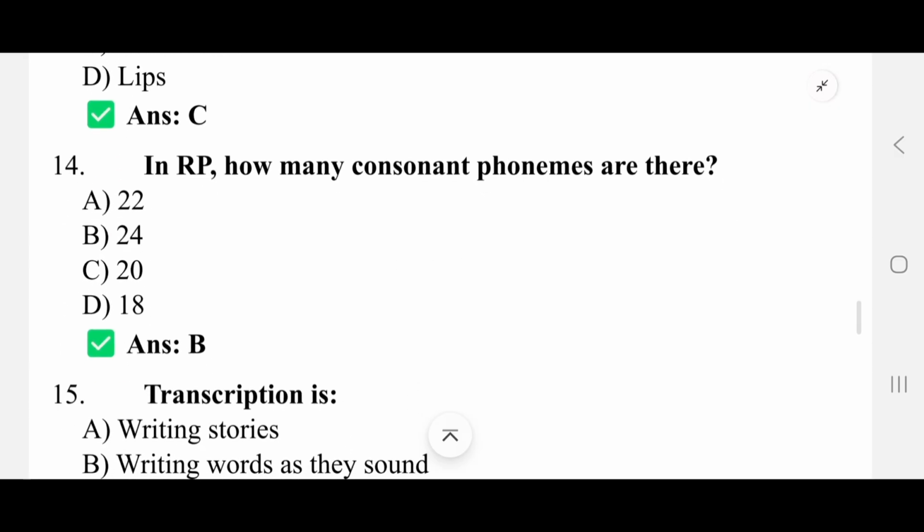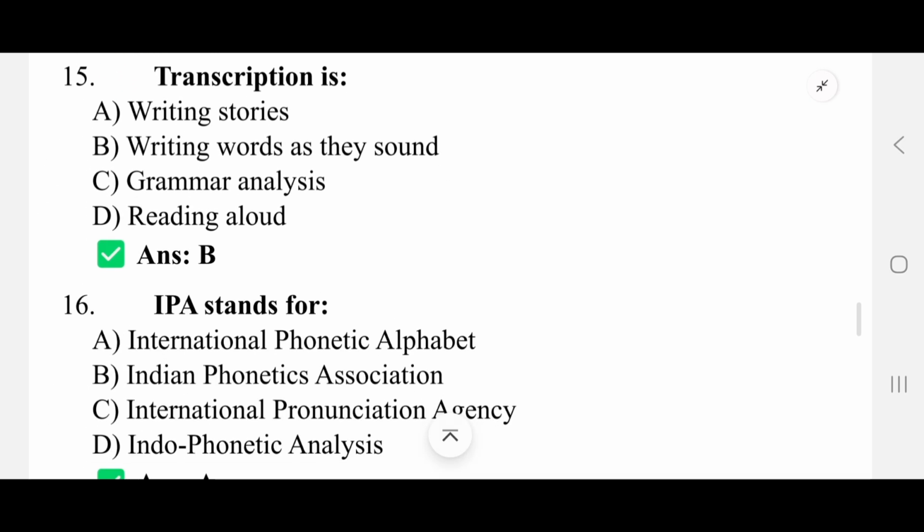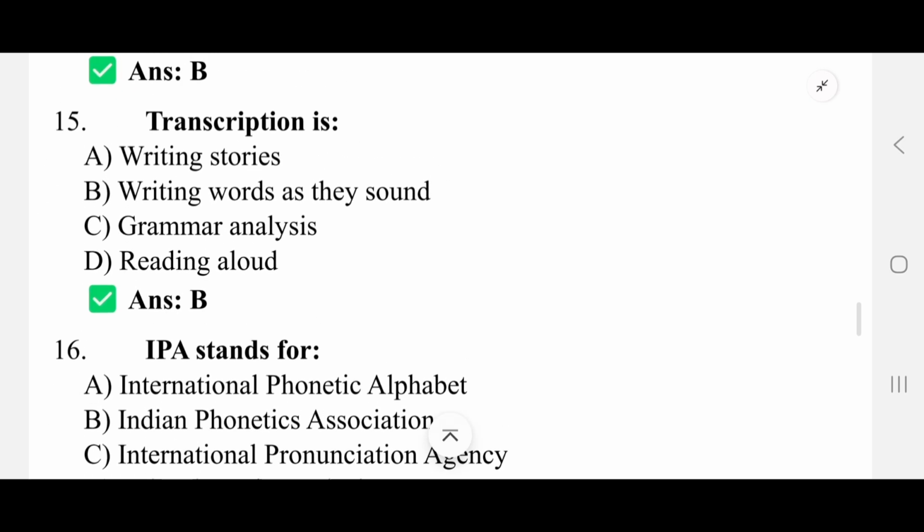In RP, how many consonant phonemes are there? 22, 24, 20, 18. So we just learned about RP, how many vowels are there? 12. And consonants? 24. Option B is the right answer. What is transcription? Writing stories, writing words as they sound, grammar analysis, reading aloud. Transcription is actually writing words as they sound.